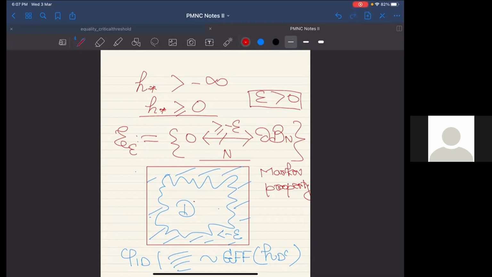What we know is that along this boundary, you're always less than minus epsilon. So in particular, if you look at the value of the field at the central point, it has a mean which is at most minus epsilon, right? Because of the monotonicity of expectation, you are taking an average of everything that is less than minus epsilon, so their average value is less than minus epsilon.